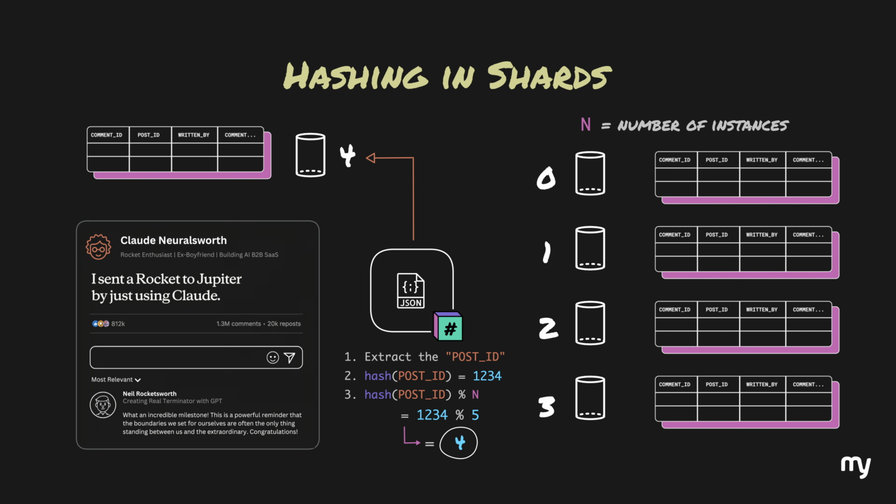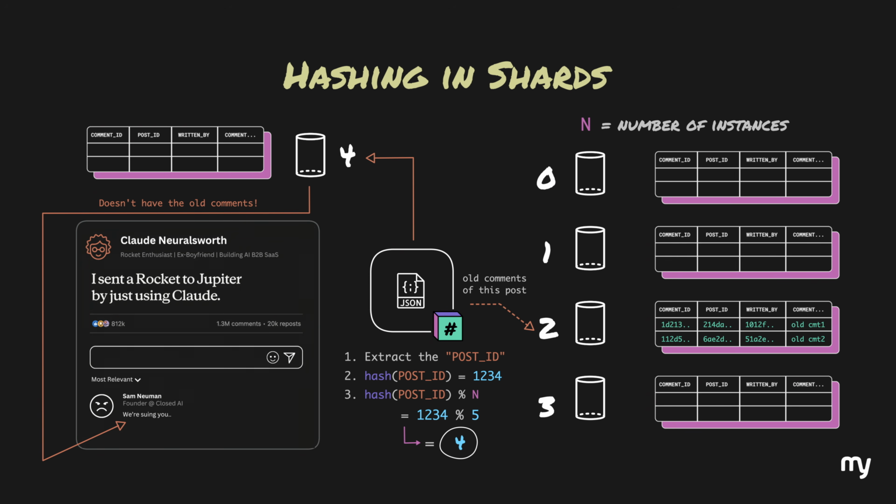But the problem is that the previous comments of this post, before adding this new shard, were being stored in instance number 2 and are still there. So when we try to retrieve the comments of this post, our new logic will pull the comments from instance number 4, which doesn't have the old comments. This means that to make all of this work, we will have to move all the old comments from shard number 2 to shard number 4. And we will encounter the same problem for all the posts.